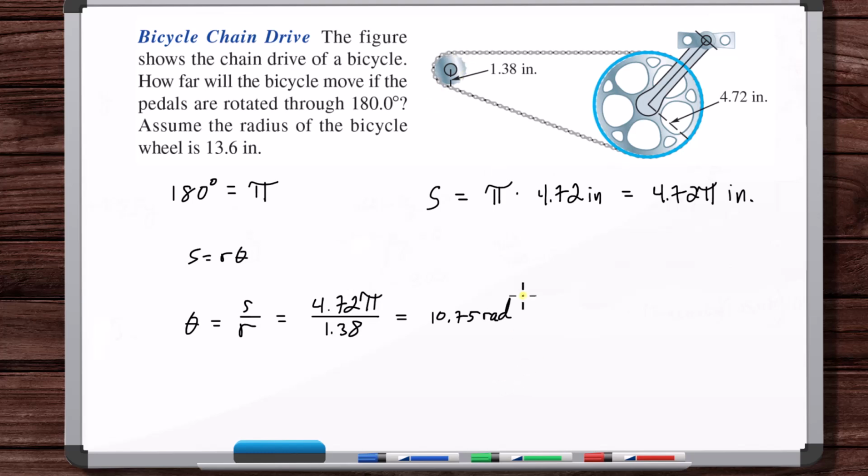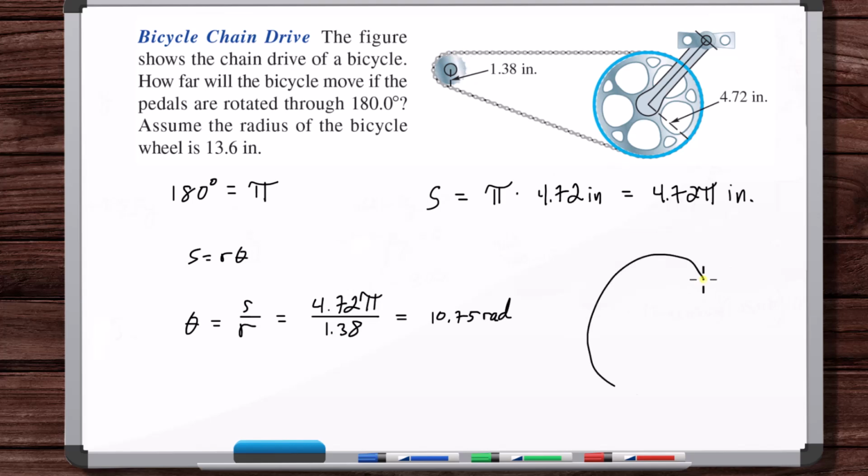You might think, well, that's not a lot, 10.75 radians. But this isn't degrees, this is radians. 2 pi radians is like 6 something, so this is more than a full revolution. This went like a half revolution, this went more than a full revolution. Now, how does that translate to how far the bicycle moved? Well, this gear is fixed to the wheel, like welded together. So if this rotated 10.75 radians, then so did the wheel.